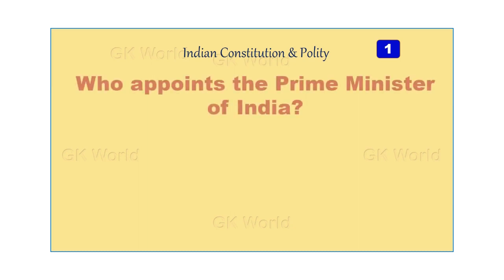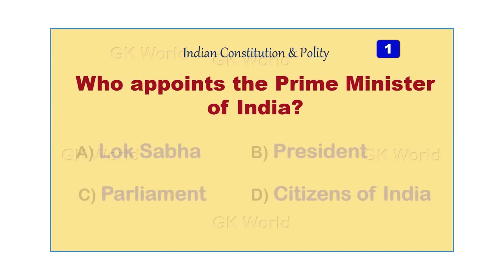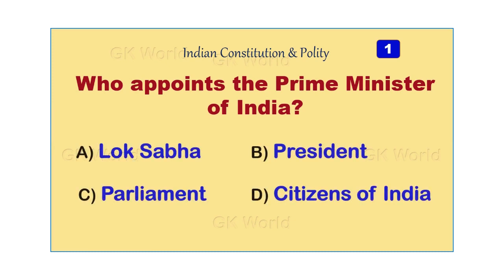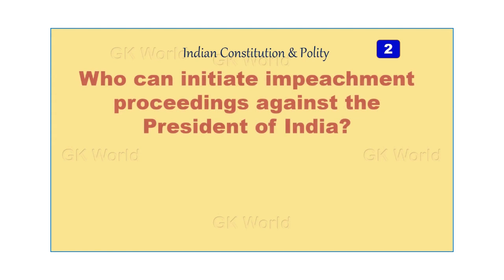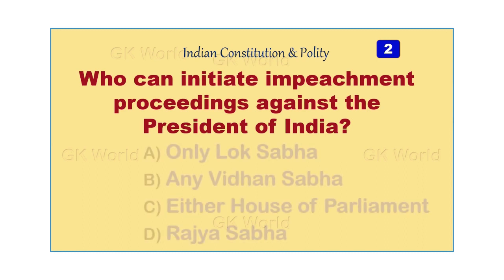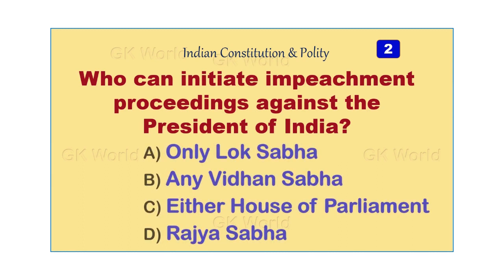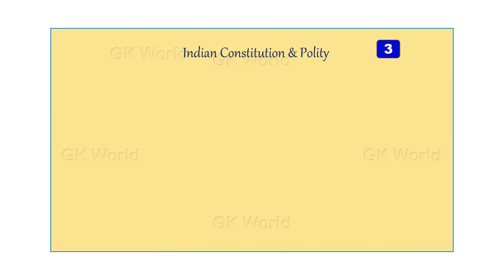Who appoints the Prime Minister of India? Option B. President. Who can initiate impeachment proceedings against the President of India? Option C. Either House of Parliament.